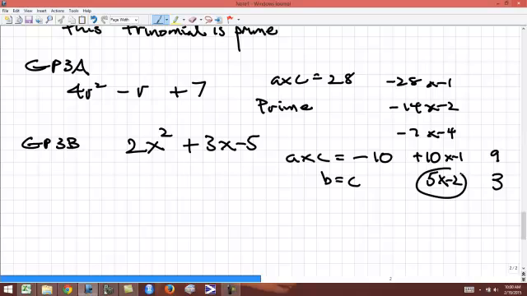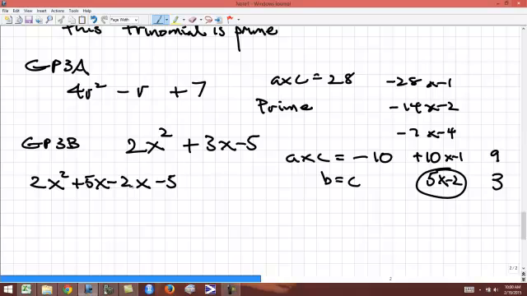So here's what we want to use. So we're going to split up 3x into 5x minus 2x. So we got 2x squared plus 5x minus 3x minus 5. Okay, now let's see how this is going to work out here. I got the 5. No, I got 5x and 2x. I knew there was a problem right away.